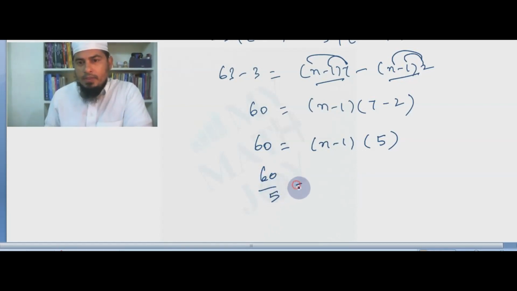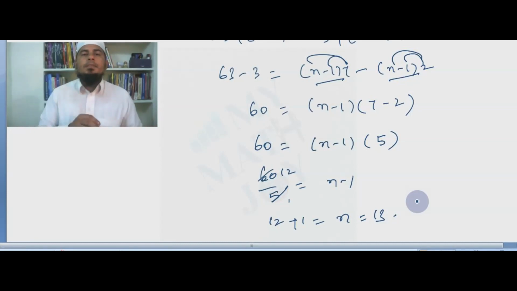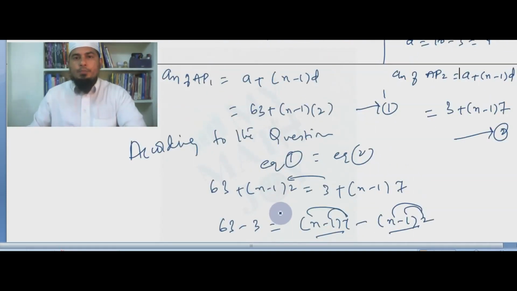60 by 5 is n minus 1. If I cancel, I'll get 12. Minus 1 is transferred, giving you n like this. The answer is 13. So the 13th term of this AP and that AP, both are the same. In this way, we get the answer. Let's proceed to the next question.